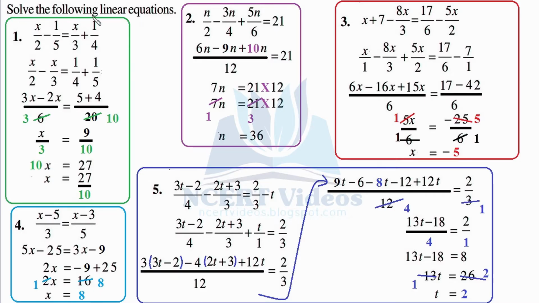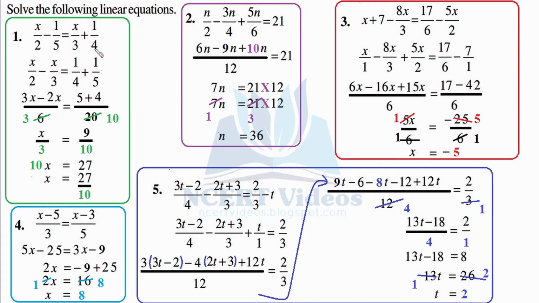Solve the following linear equations. Mathematics class 8th, chapter 2nd, linear equations in one variable. Exercise 2.5, question number first. So we have x over 2 minus 1 over 5 equals x over 3 plus 1 over 4.